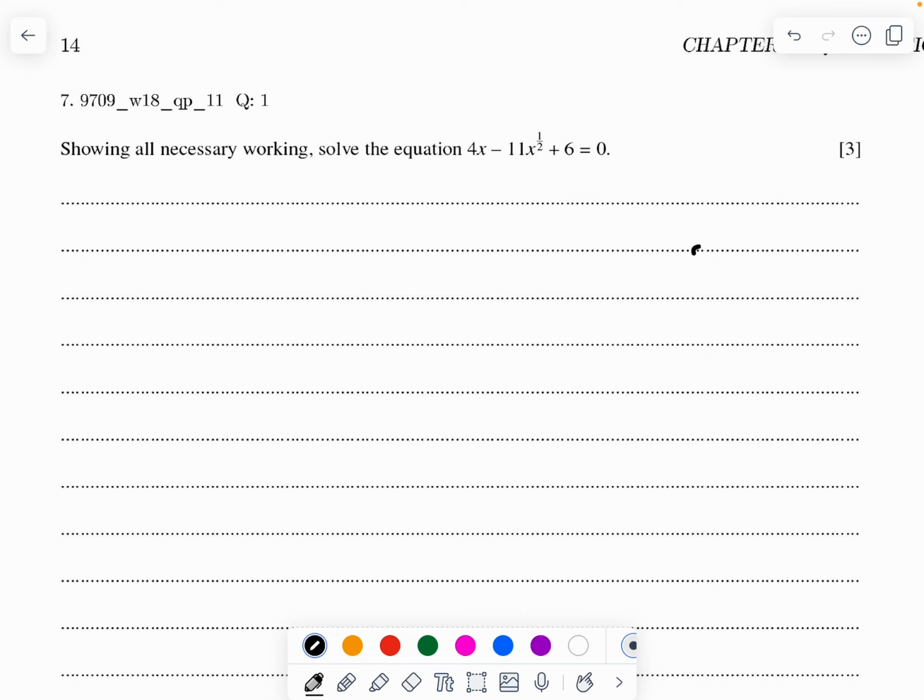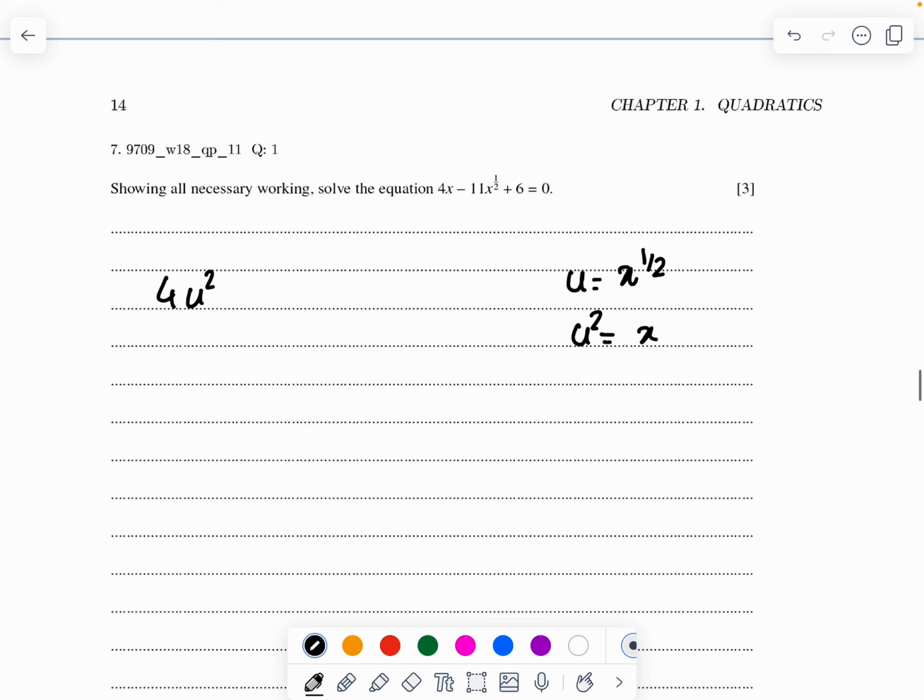So u equals x power 1 upon 2. So u square will become x. So this will become 4u square minus 11u plus 6 equals 0.